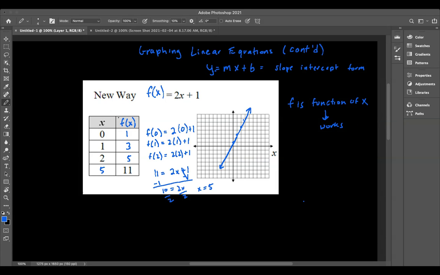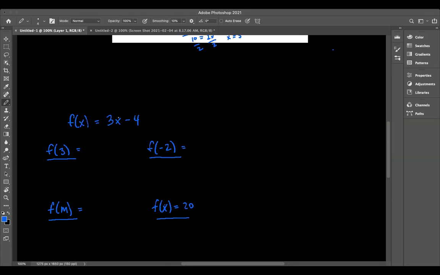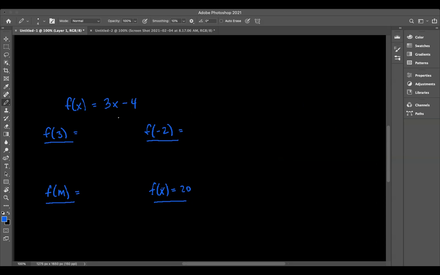Okay, so let's move on down here. So we have f of x equals 3x minus 4. Great. Okay, and so now we have f of 3.